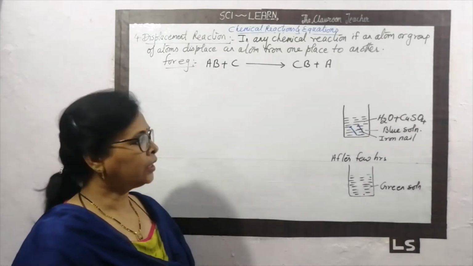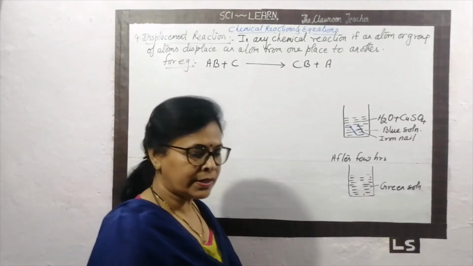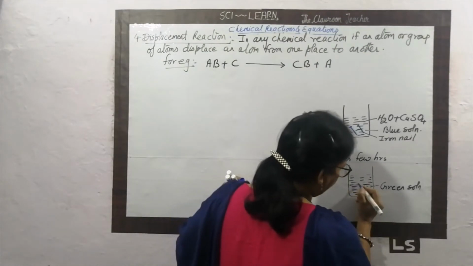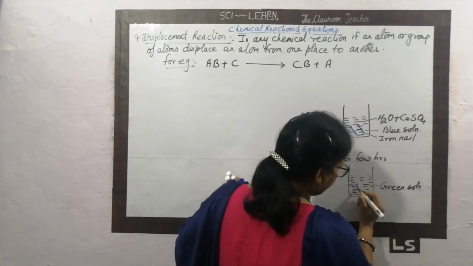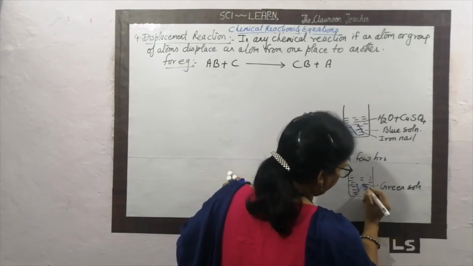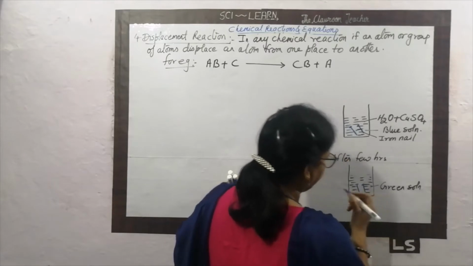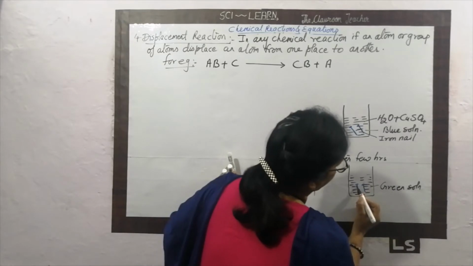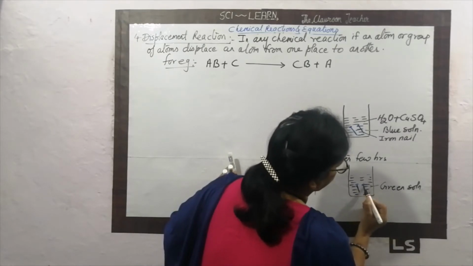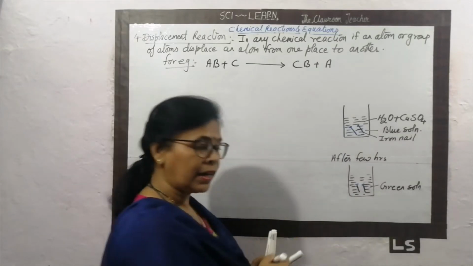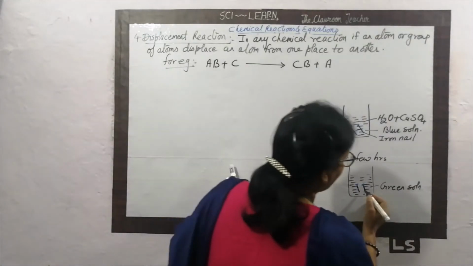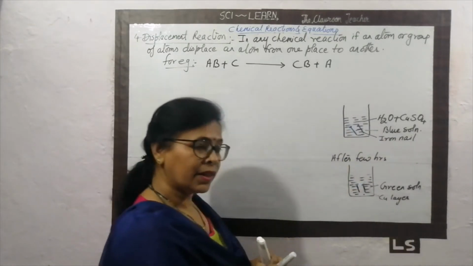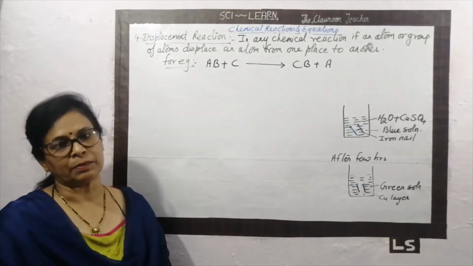After that you see the position of the iron nail. You must see the iron nail which you placed inside is now covered by a layer of copper on it. You know what is the color of the copper very well. So a copper layer is deposited on the iron nail. Okay. This shows a displacement reaction.